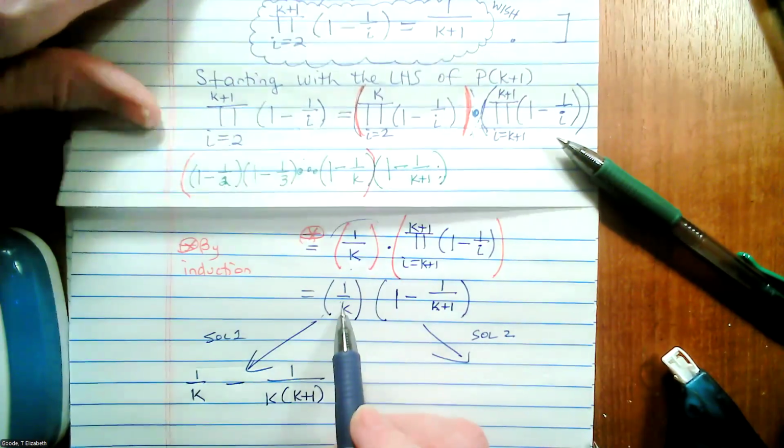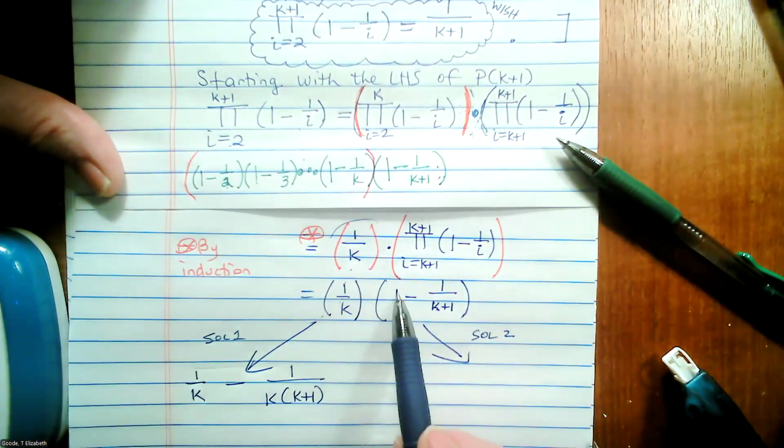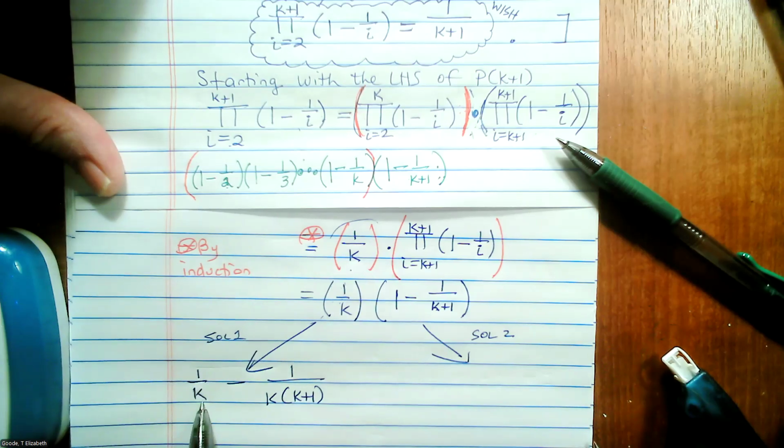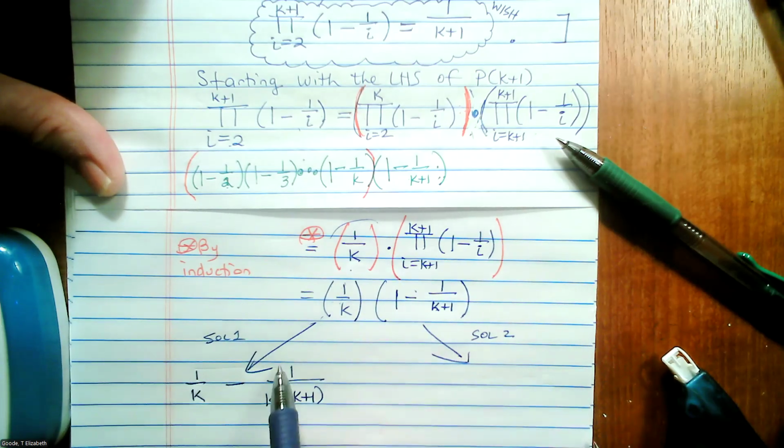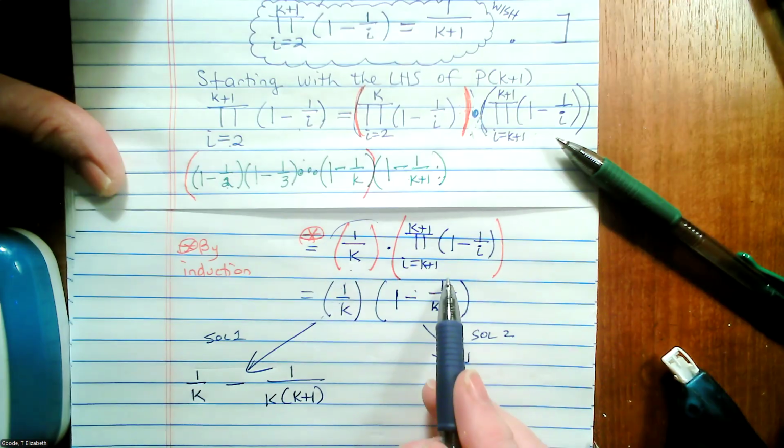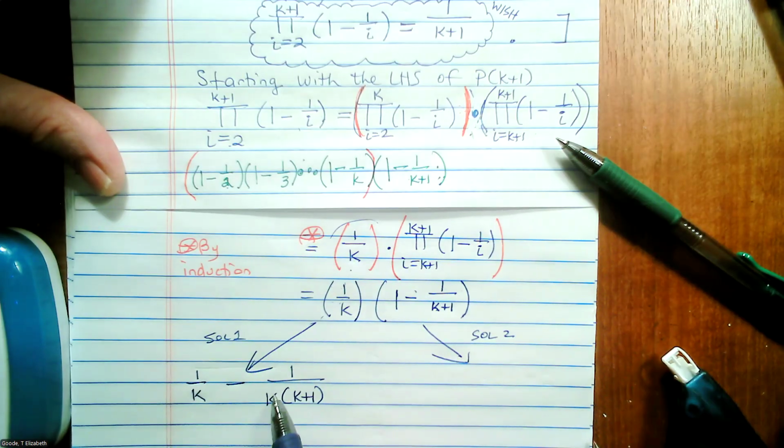I'm just taking this 1 over k, and I'm multiplying it across this binomial. So it's 1 over k times 1, that's just 1 over k, minus 1 over k times 1 over k plus 1. That's 1 over k times k plus 1, because I'm just multiplying. 1 times 1 is 1, and k times k plus 1 is just k times k plus 1. That's one way to go.